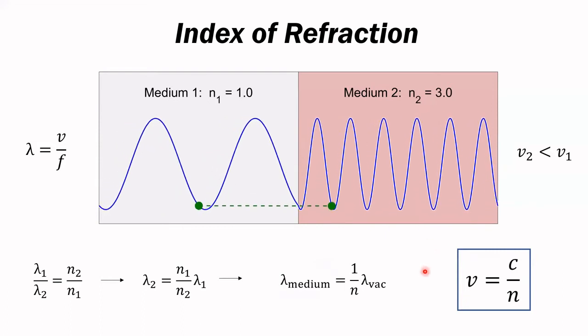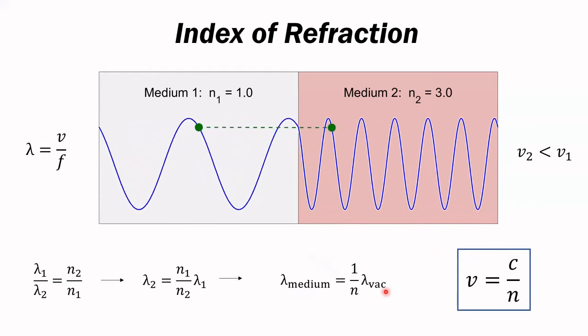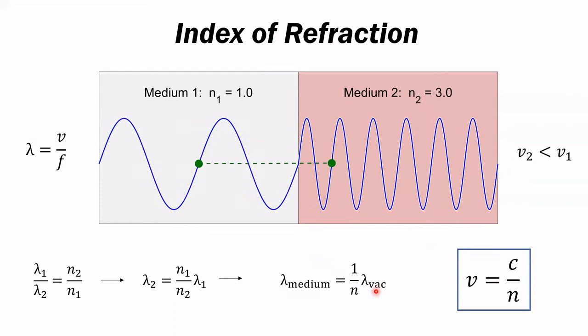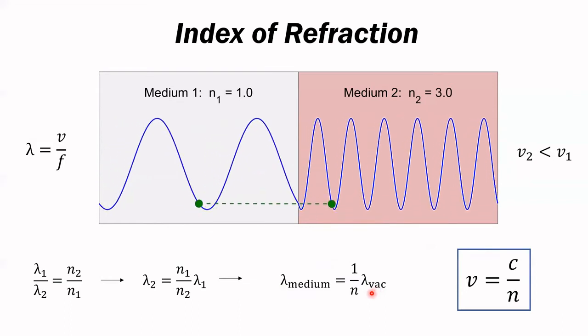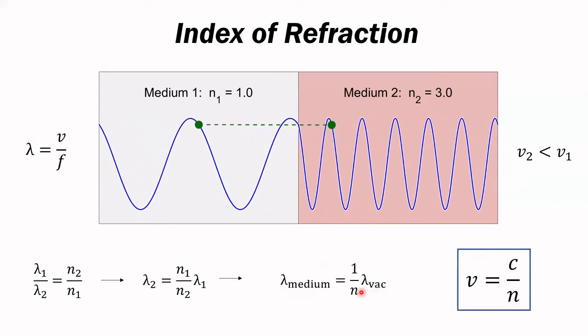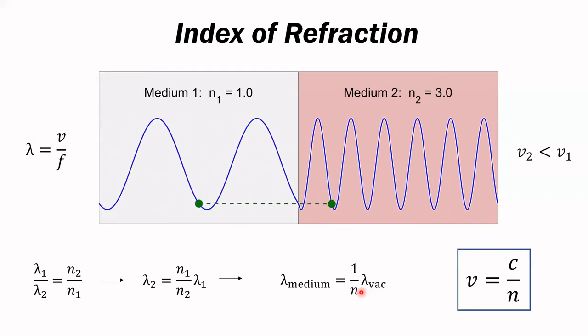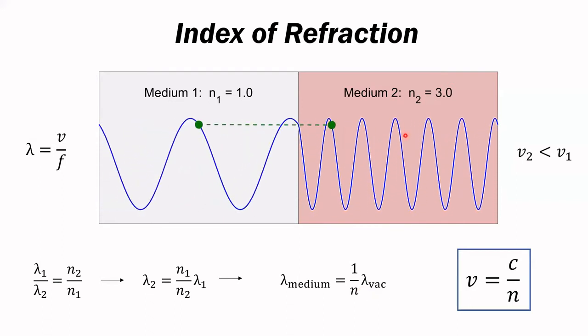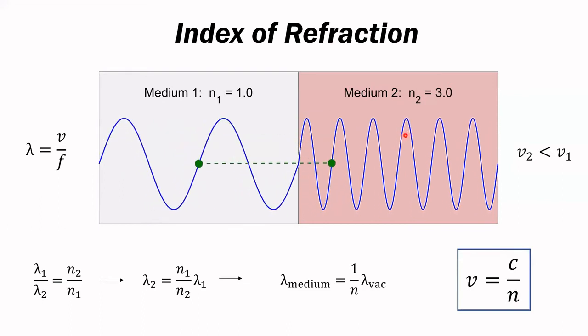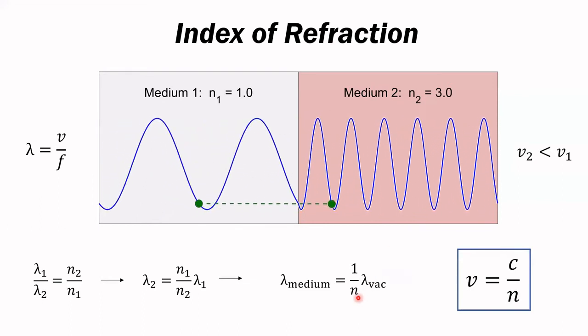All you do is take the vacuum wavelength and divide it down by the index of refraction. This is another way to remember that the index of refraction tends to be greater than one, because we know that usually the wavelength in the medium is shorter than the vacuum wavelength. So we have to be dividing by something greater than one.